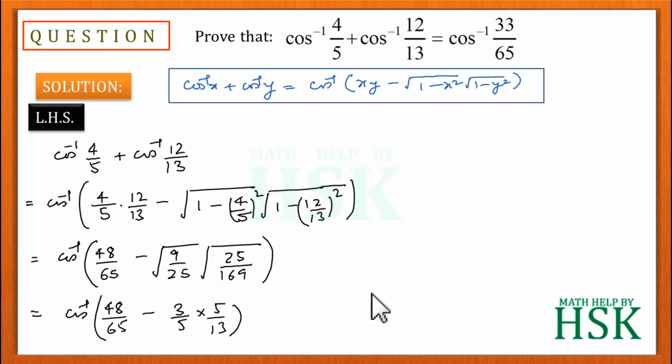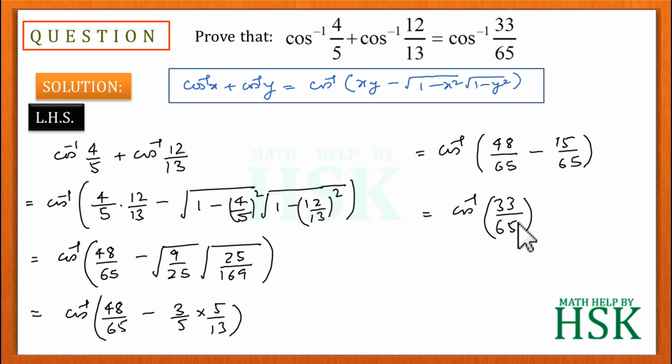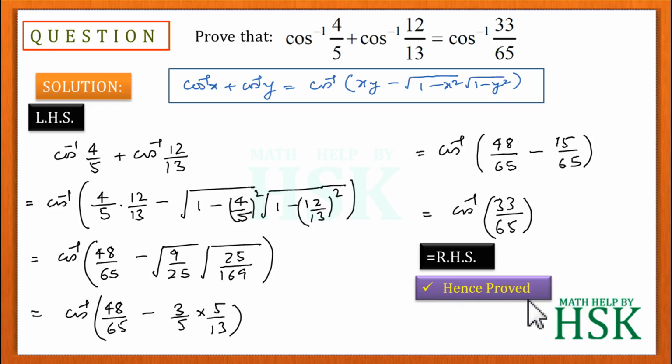Further I can write this as equal to cos inverse of 48 upon 65 minus 15 upon 65. Simple calculation, denominators are same, so this will be equal to 33 upon 65. 48 minus 15 is 33, so I am going to get cos inverse of 33 upon 65. So this is equal to the right hand side, and this is how we prove that cos inverse of 4 by 5 plus cos inverse of 12 by 13 is equal to cos inverse of 33 upon 65.